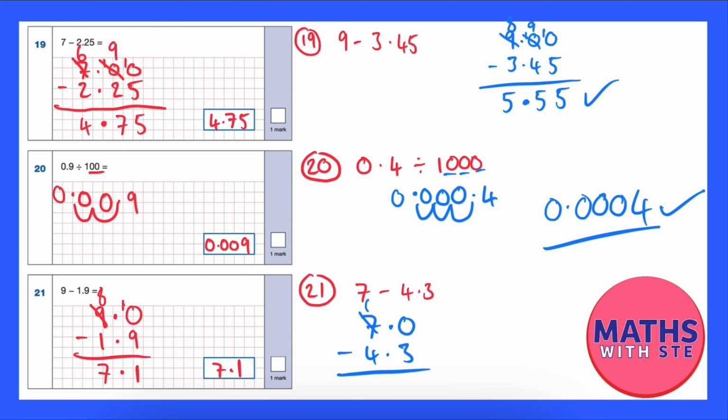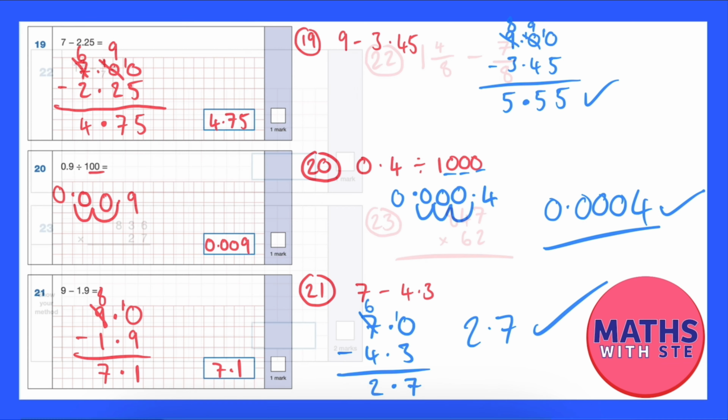Borrow from the neighbour, that drops down to be a 6, and this one becomes a 10. 10 take away 3 is 7. Put your point in. 6 take away 4 is 2. So the answer to that one is 2.7. Done. Nice and easy. Right, let's try and get one last slide in.